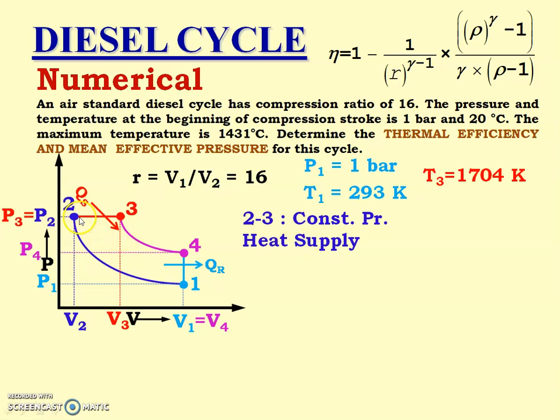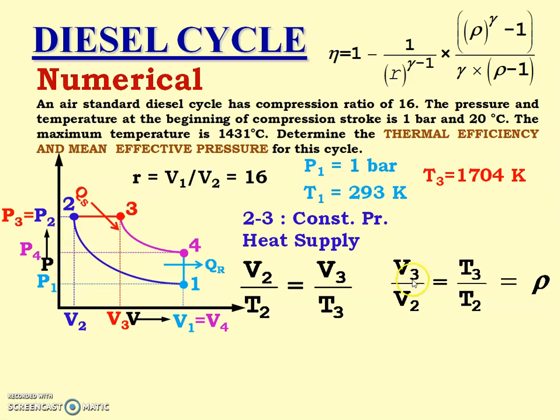Again, for the process 2 to 3, that is constant pressure heat supply, V2 by T2 is equal to V3 by T3. Therefore, V3 by V2 is equal to T3 by T2, that is equal to rho. T3 is given in the numerical, T2 we have to calculate. So T2 can be calculated using the relationship between P, V and T for the process 1 to 2. T2 by T1 is equal to V1 by V2 raised to gamma minus 1.